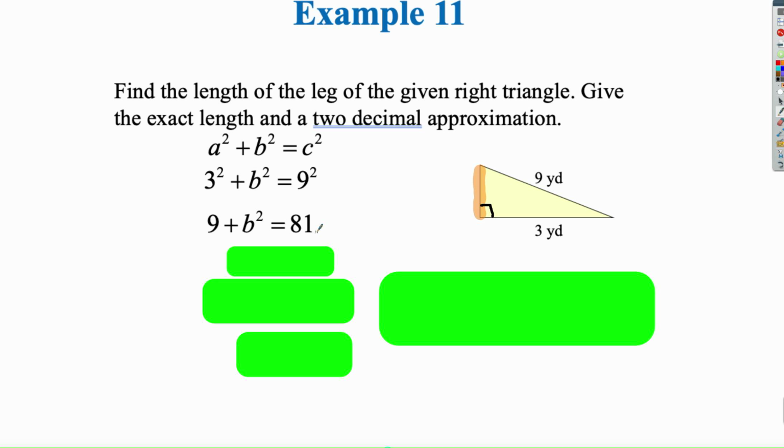So here, when I'm solving for b, I've got a little extra work to do. I first need to get rid of this 9 by subtracting it from both sides. So that gives me b squared equals, and then I would do 81 minus 9. We get 72. I don't want b squared, I just want b, so I'm going to take the square root of both sides. That is the inverse of squaring, is square rooting, so that would just give me b equals square root 72.